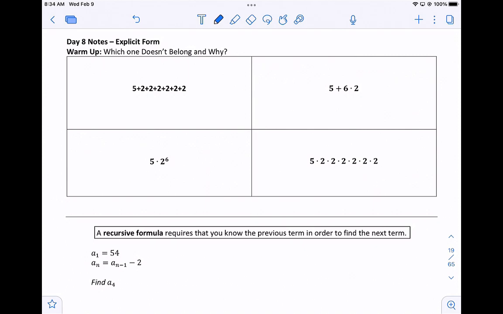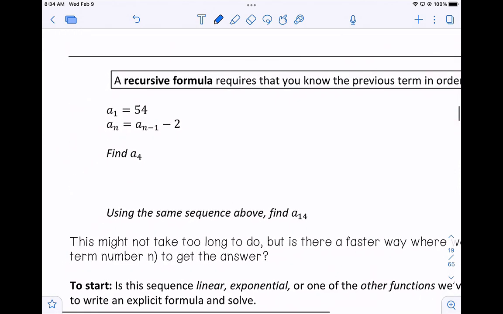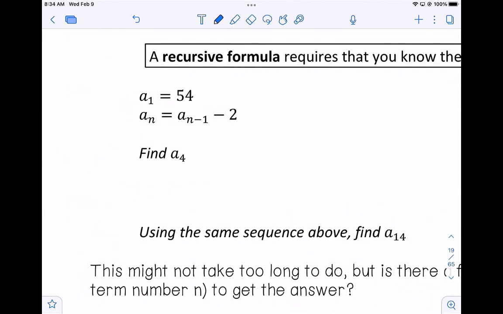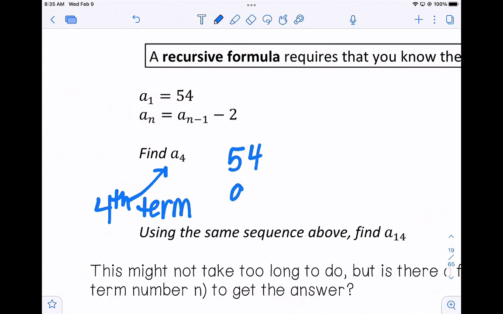Then the lesson, we're going to take a look at first a review of the recursive formula. A recursive formula requires that you know the previous term in order to find the next term. So here's an example. This is saying the first term is 54. To find the next term, you subtract 2 from the previous term. So for the first problem, find a sub 4, it means find the fourth term, the fourth number in the list. So if the first term is 54, then we would subtract 2 and get 52.